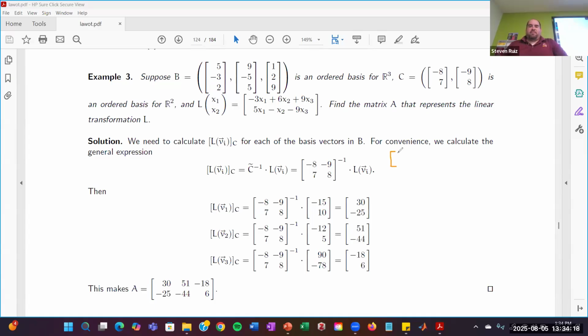So let's define some of these pieces here. We're looking at each one of these individual vectors. So I'm going to kind of reverse engineer this calculation in the notes here. I'm going to multiply on the left by C on both sides. So what does this give me? C times L times VI subscript C is equal to LVI.